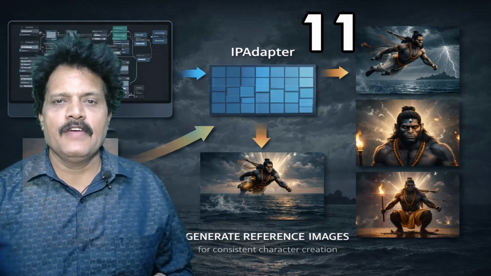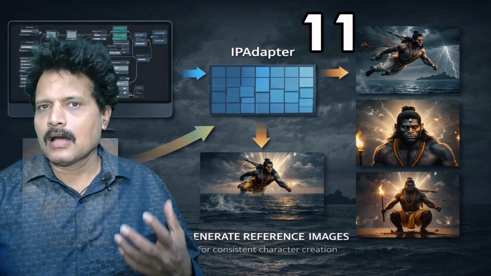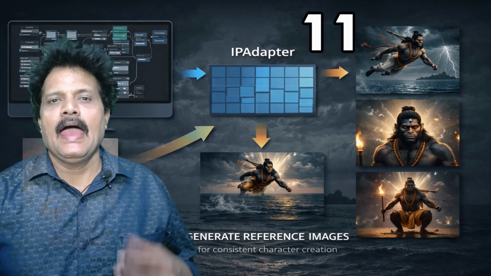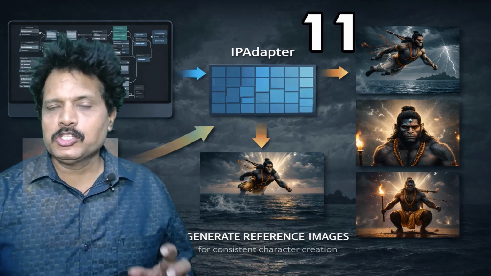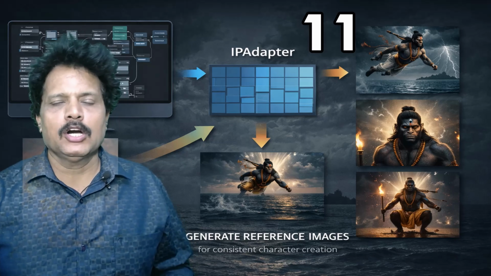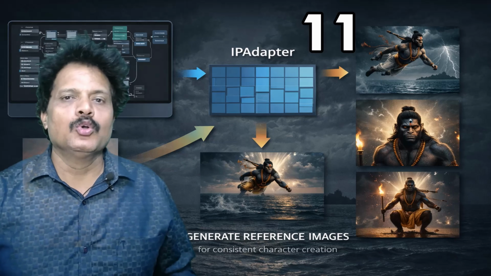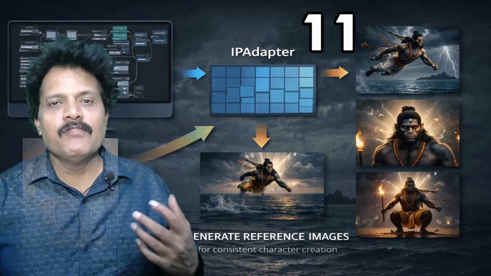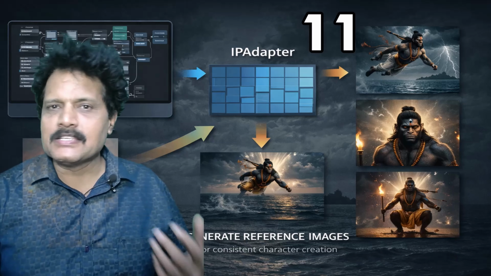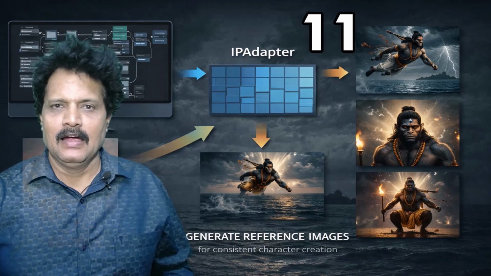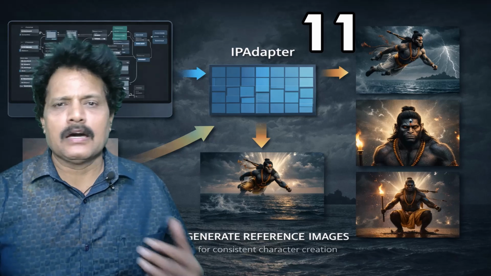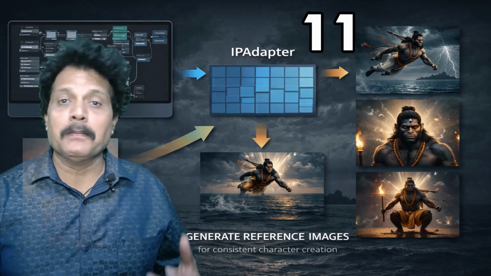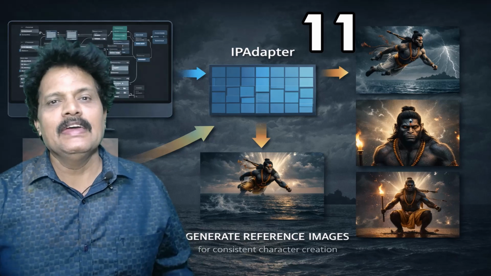And in this session, we are going to slightly tweak our ComfyUI workflow to create higher quality images. And also, we are going to work on creating reference images to create consistent characters. In our short film, we want the Hanuman character to be the same in all the keyframes. And for that, we have to create consistent characters. And this is one of the biggest challenges that we face in generative AI.